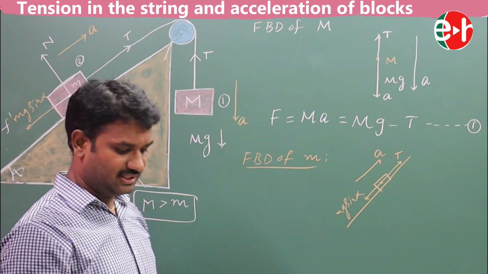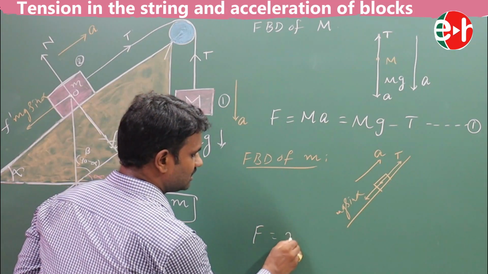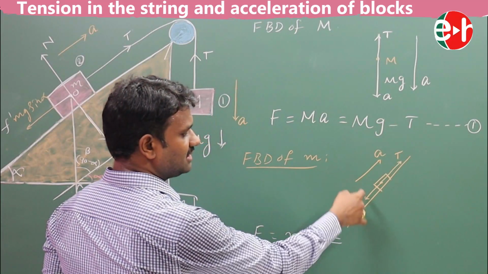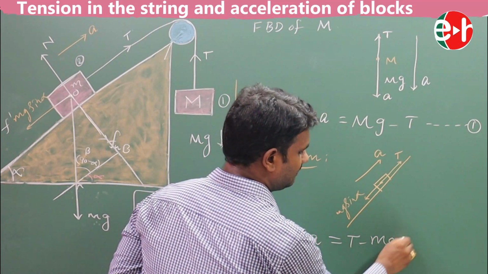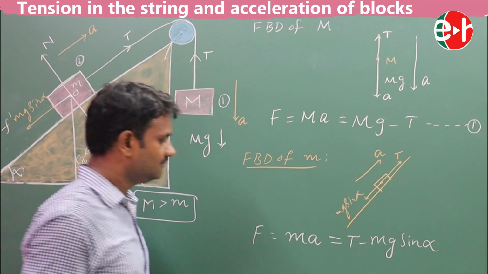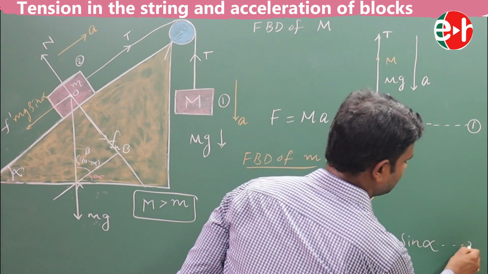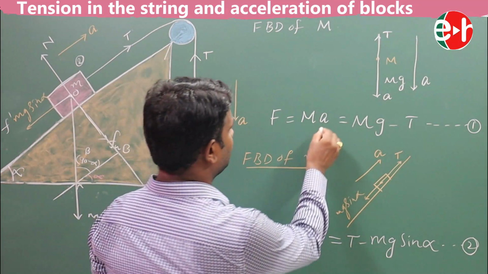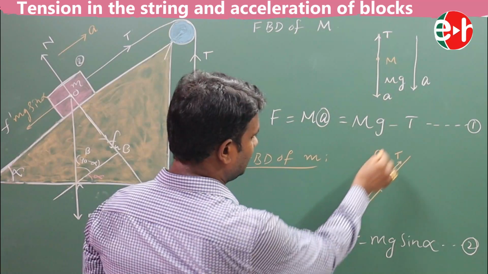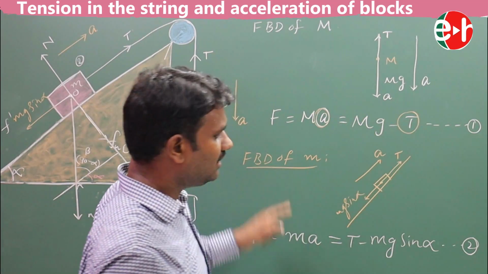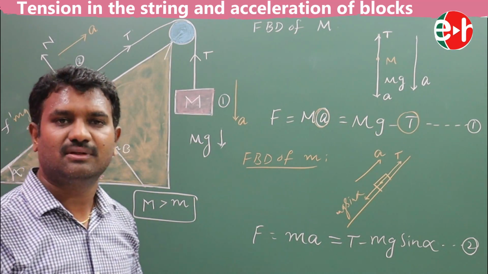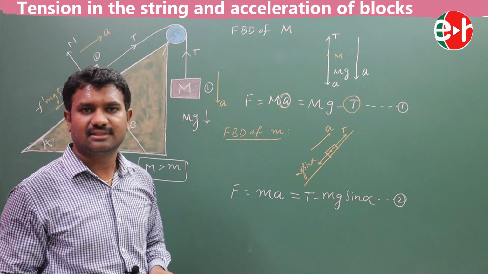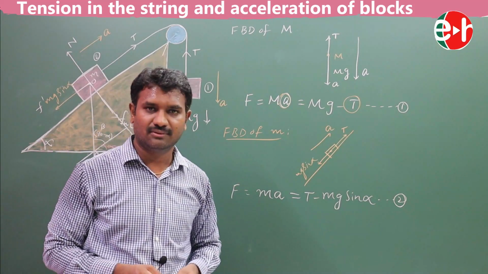Now if I write the equation for this, F is equal to small m into its acceleration, which is equal to, here T should be greater than mg sin alpha. That's why T minus mg sin alpha. That's all. This is our second equation. We got two equations and we have two unknowns: one is A, and the other is T. As we have two equations and two unknowns, it is possible to find the unknowns. How? You know. So use your techniques and find the tension and acceleration.